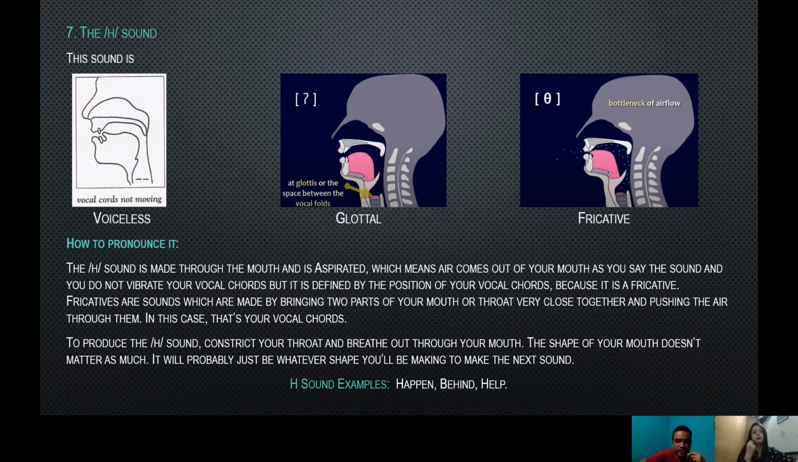To produce the H sound, constrict your throat and breathe out through your mouth. The shape of your mouth doesn't matter much. It will probably just be whatever shape you're making to make the next sound. For example, okay, some examples are happen, behind, help.